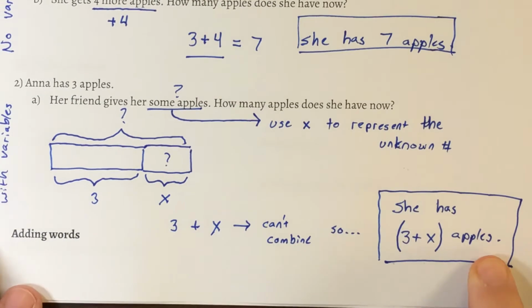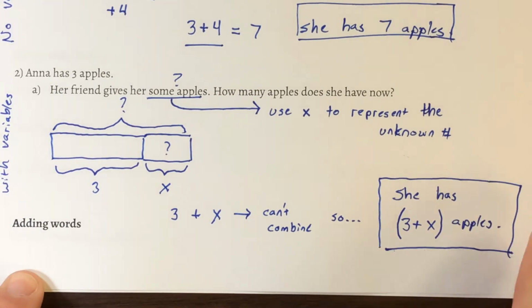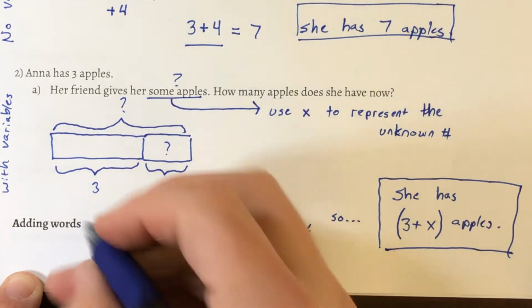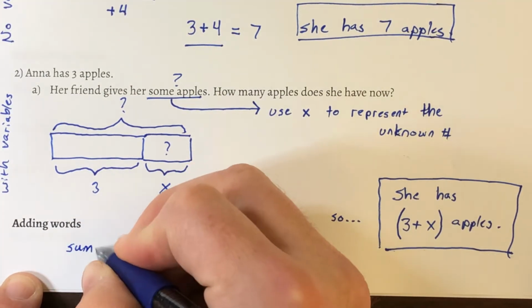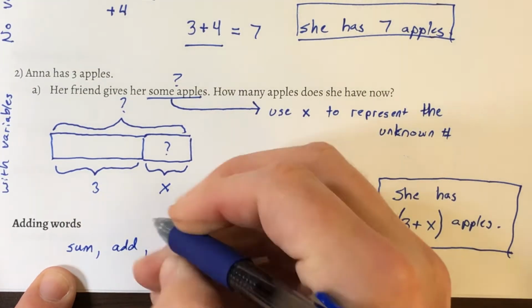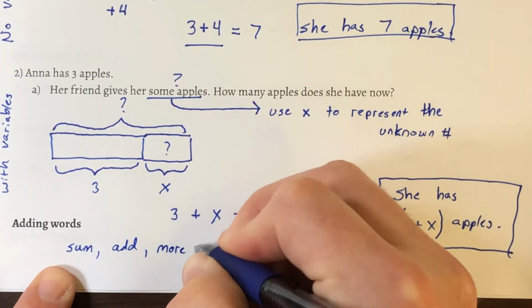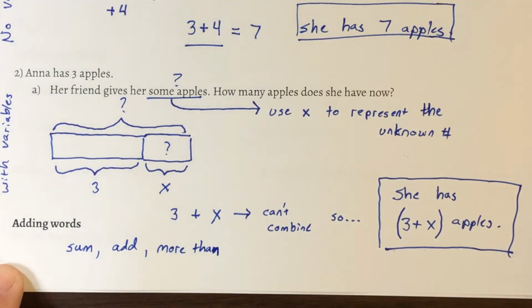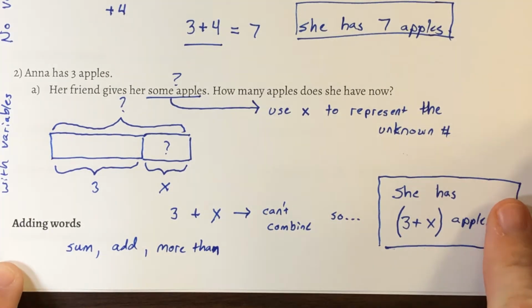All right, before we move on, let's go over some adding words that you might encounter that tell you you should be adding. If you see words like the sum, or the obvious add, or more than. Not them, than. All right, there we go. That means you're going to add. All right, let's move on to some practice examples. Or I should say, some more practice examples for addition.